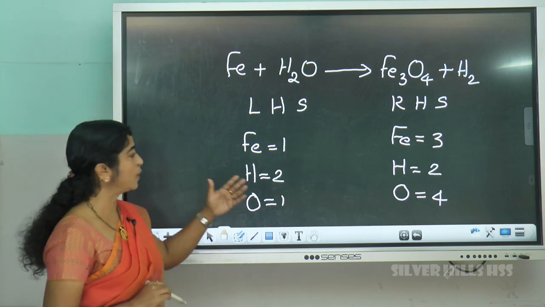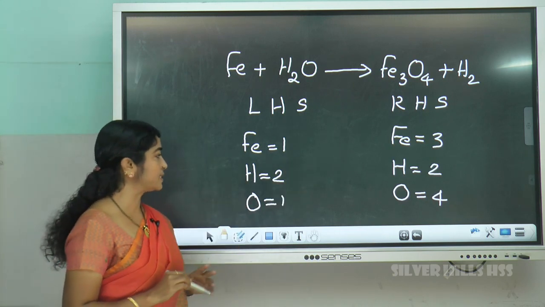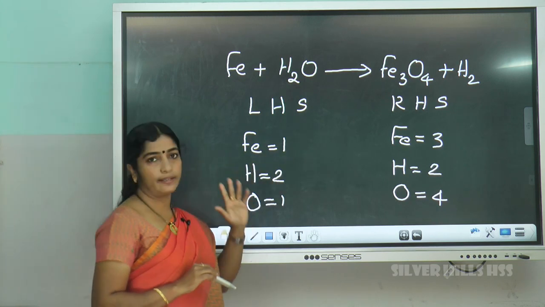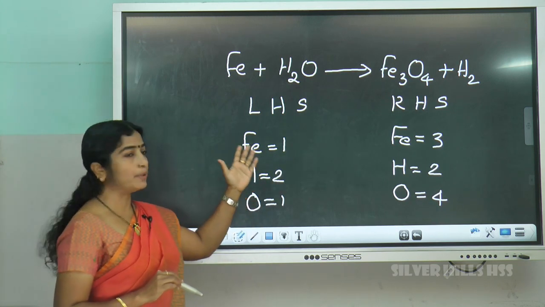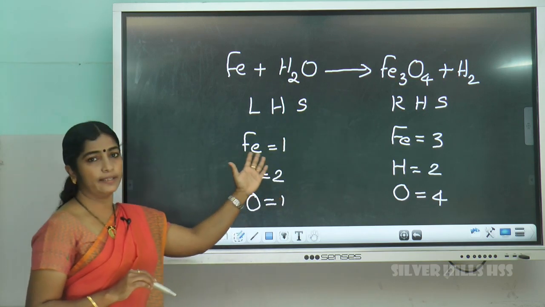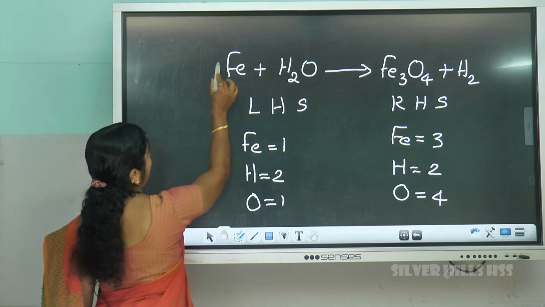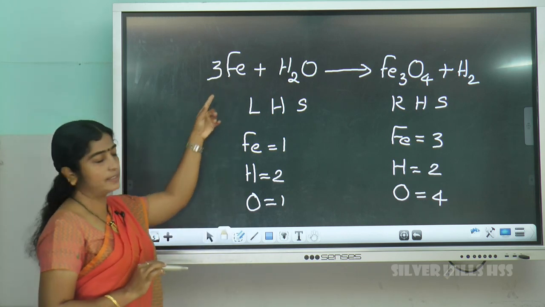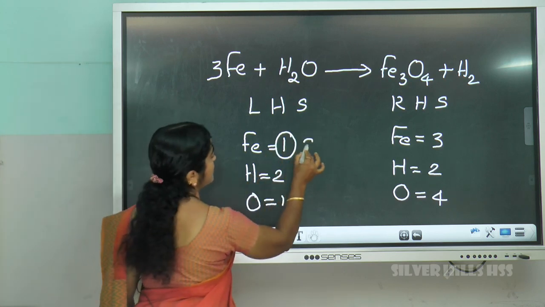Then let us see how to balance this. Only hydrogen is balanced there, others are not balanced. So let us first balance iron. On the LHS we require 3 because on the RHS 3 iron are there. So you have to make 3 here. To make 3 iron, we write 3 on the left side of iron. So iron became 3. Now iron is balanced.